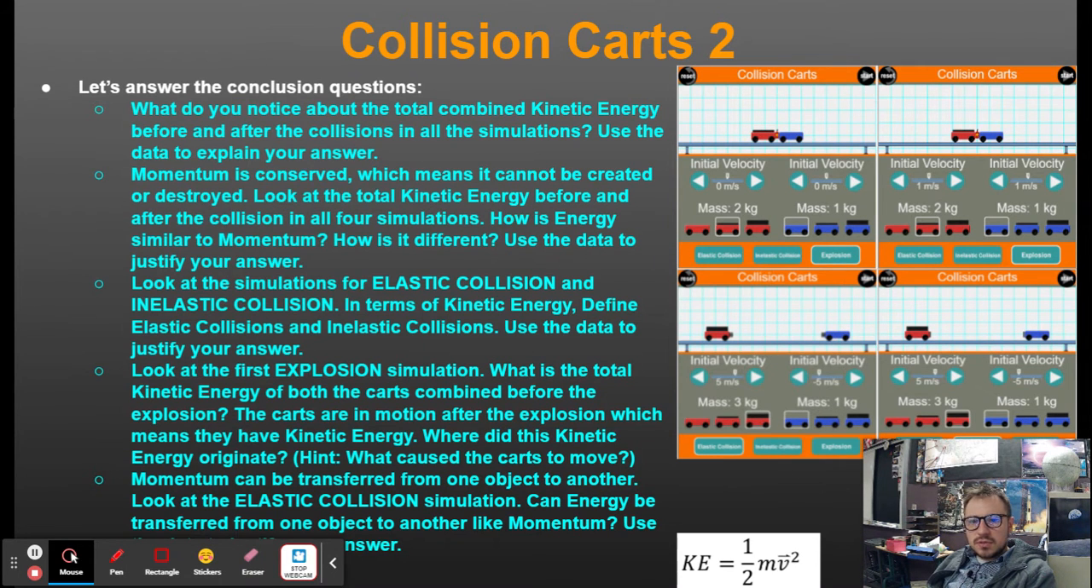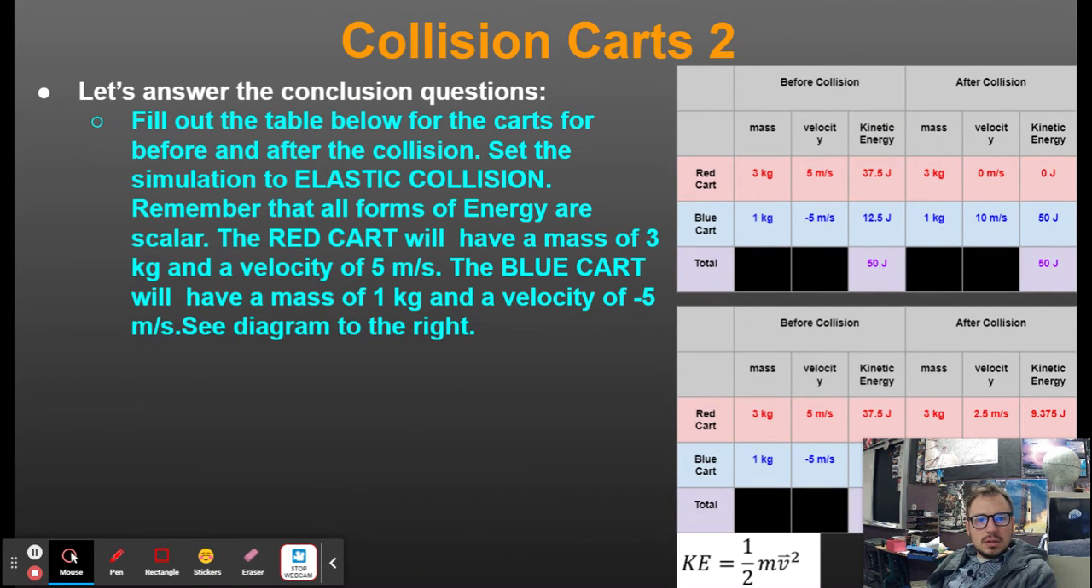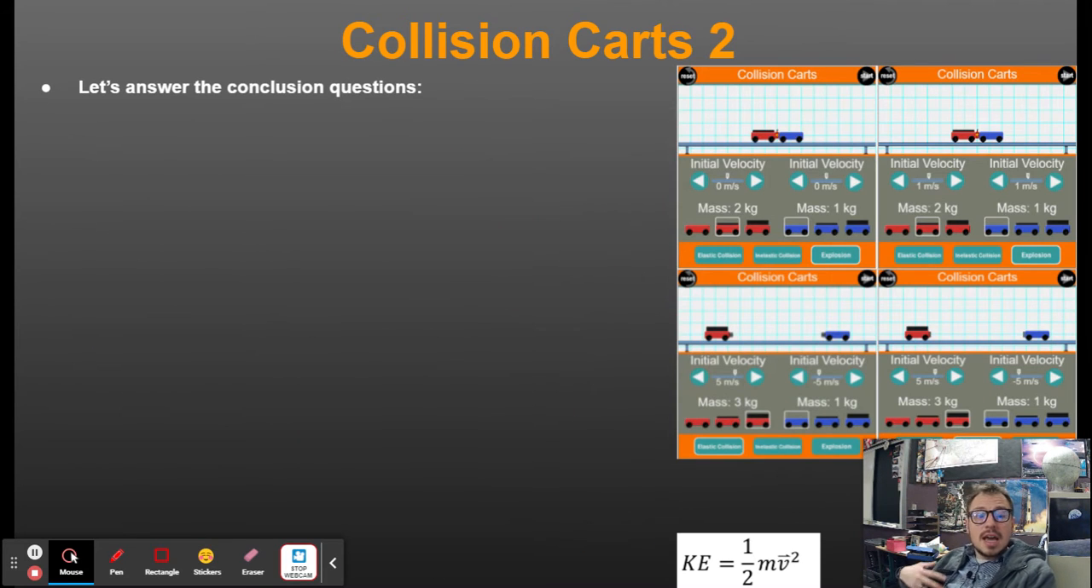Momentum can be transferred from one object to another. Look at the elastic collision simulation. Can energy be transferred from one object to another like momentum? If we look at that elastic collision, yes, the red cart had more of the kinetic energy before the collision. After the collision, the blue cart had all of the kinetic energy, but none of it was created or destroyed. It was just transferred from the red cart to the blue cart. So yes, energy can be transferred from one object to another, from one place to another.